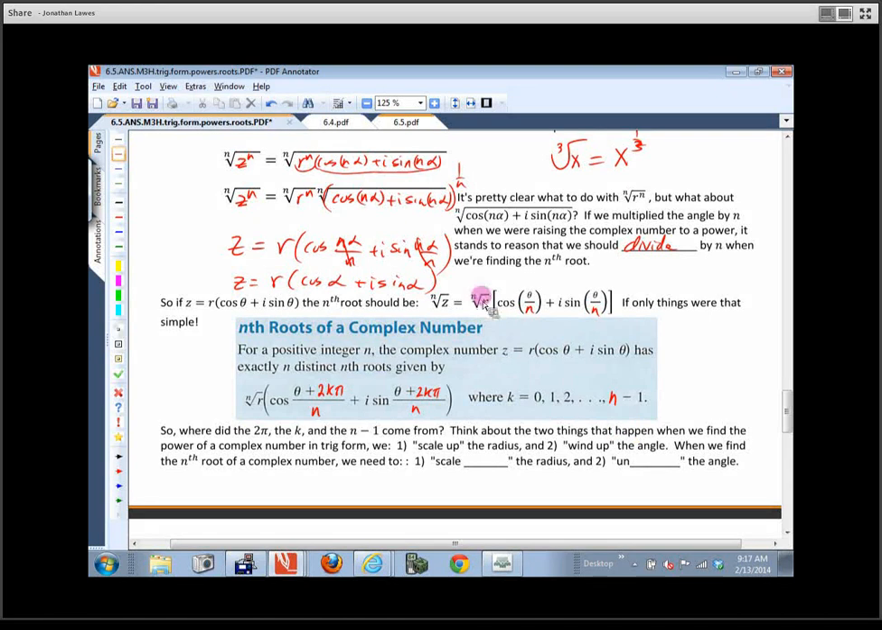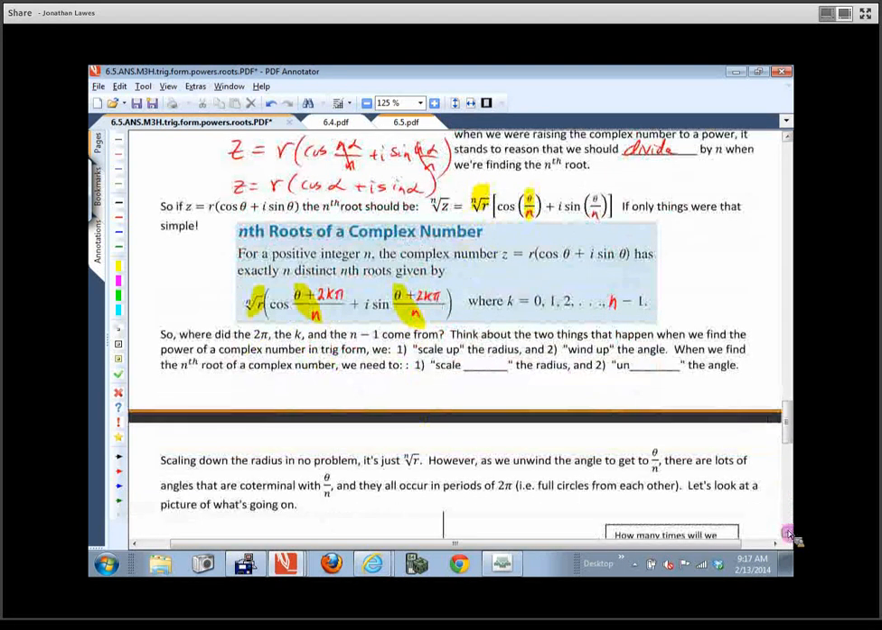So we had this part figured out before, and we had this part figured out before. So where did the 2k pi come from, and where did the n minus 1 come from? Why do we have so many numbers that we're going to need to plug into this formula to get all the roots? The answer comes from thinking about what happens when we raise a complex number to a power. We scale up the radius, generally make the radius longer, and we wind up the angle. That's what happens when we're raising it to the nth power.